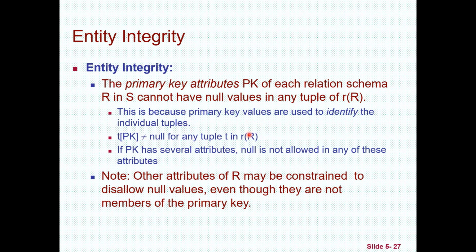If primary key has several attributes, null is not allowed for any of these attributes. Okay, other attributes of relation may be constrained to disallow null values even though they are not members of primary key.